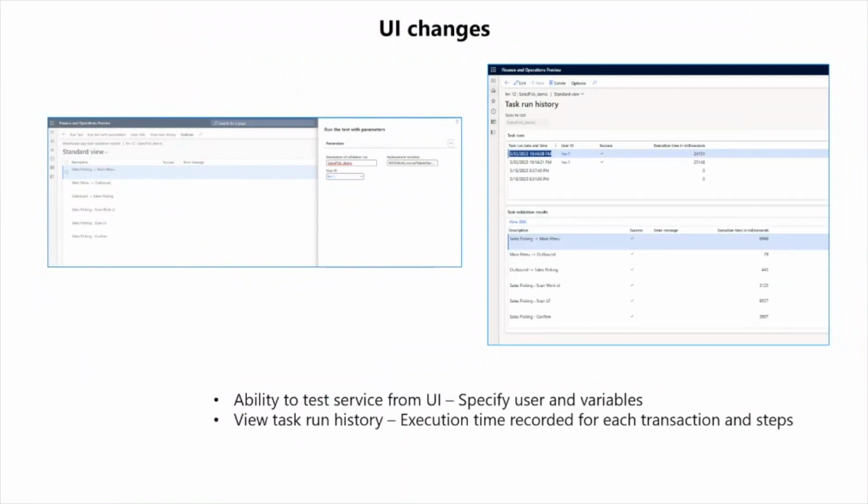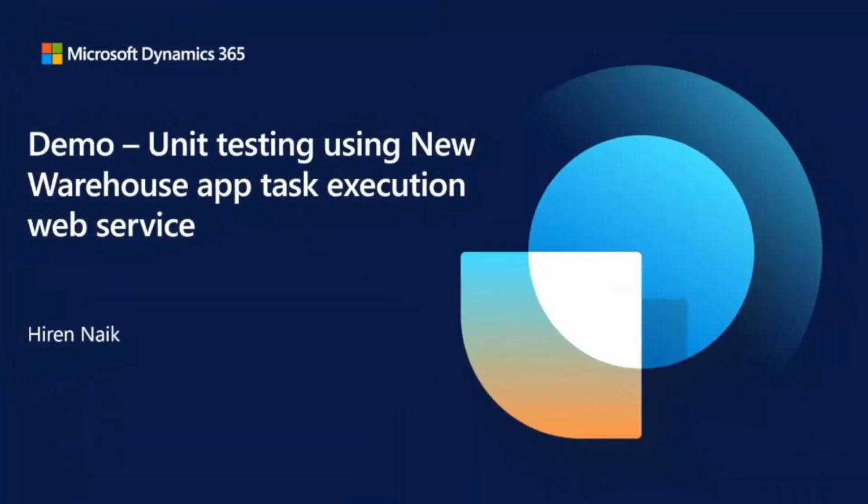Another user interface enhancement you will notice is in the View Task History form. On this form, the task run will show which warehouse worker executed the task and how much time the task took to execute, and you will notice that the execution time is now captured for each specific step as well. So let us see a demo of the unit testing, how you can do unit testing using this new web service.